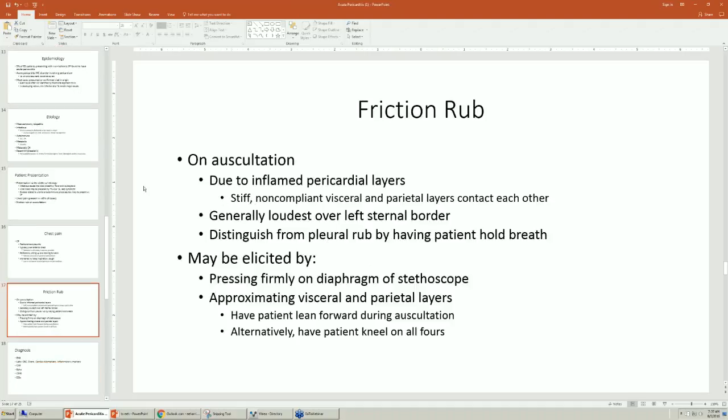The friction rub is these non-compliant layers that are rubbing together, and you can hear it. I hear it at the apex more commonly, and at the left sternal border. I usually hear it at the apex. And of course the pleural rub can be distinguished because the pleural rub is due to taking a deep breath. A venous hum sounds a lot different, which occurs in young women usually, and comes and goes and is related to respiration.